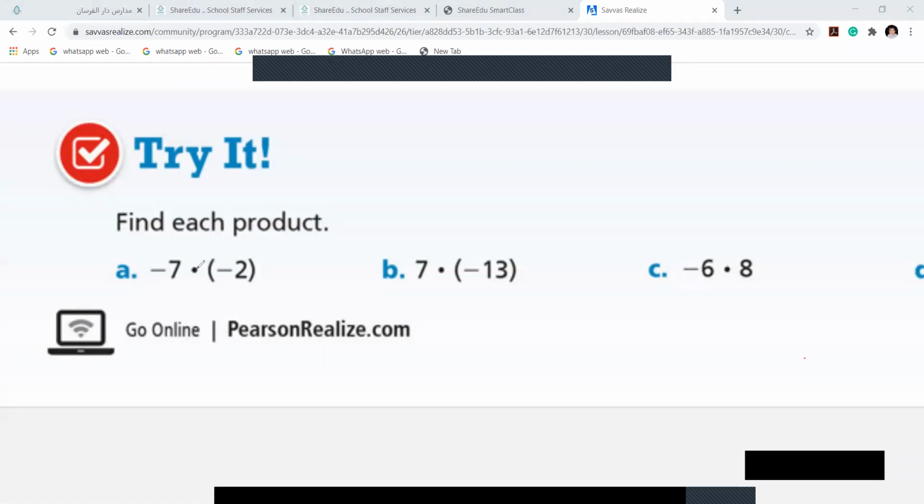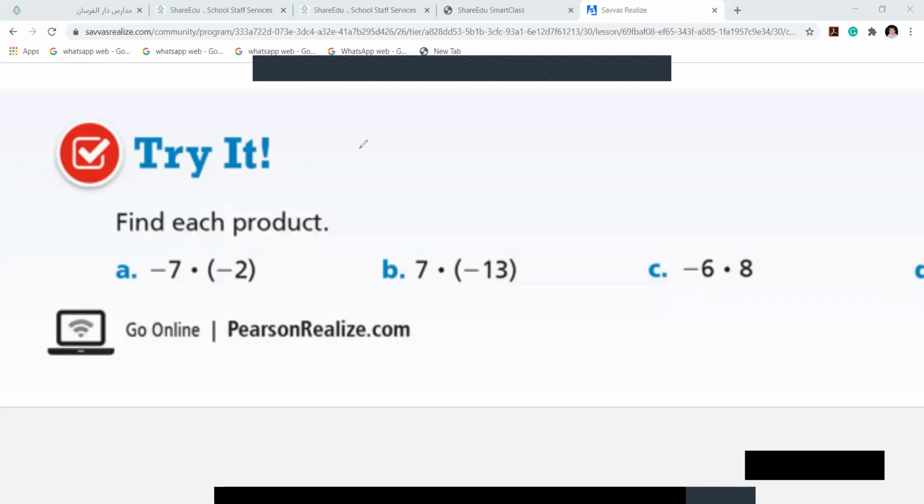Now, this dot, do you see this dot? That means it is times. Even sometimes they don't give you the dot, girls. They just give you like this: -7 and -2. So that means it is multiplication. This dot means it is multiplication, okay?